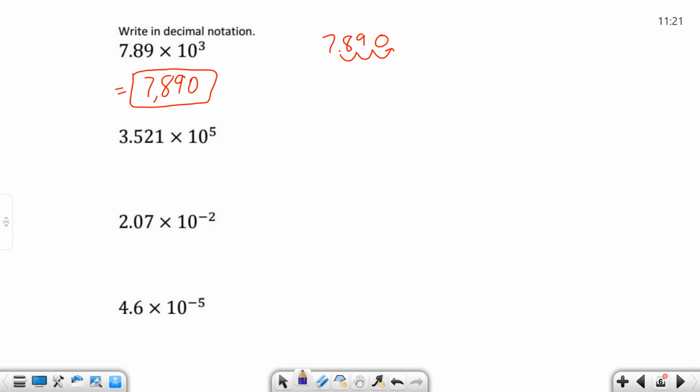So then what about 3.521 times 10 to the 5th? Again, times 10 to what? A positive exponent, which means what? The number's going to get larger. So we're going to say 3.521. We're going to go 1, 2, 3, 4, and 5 this time, right? The power's 5. I've got to add 2 zeros this time.